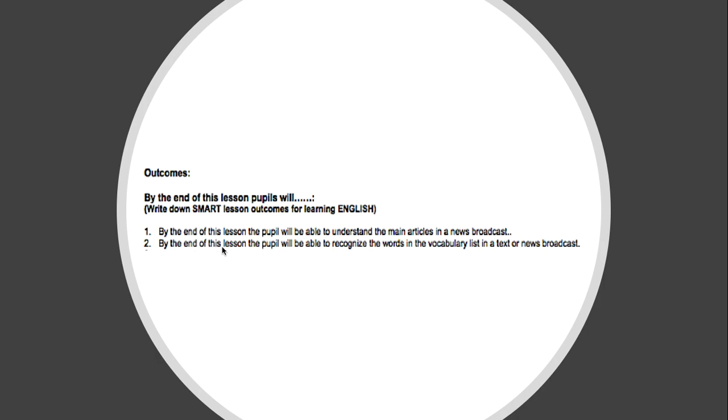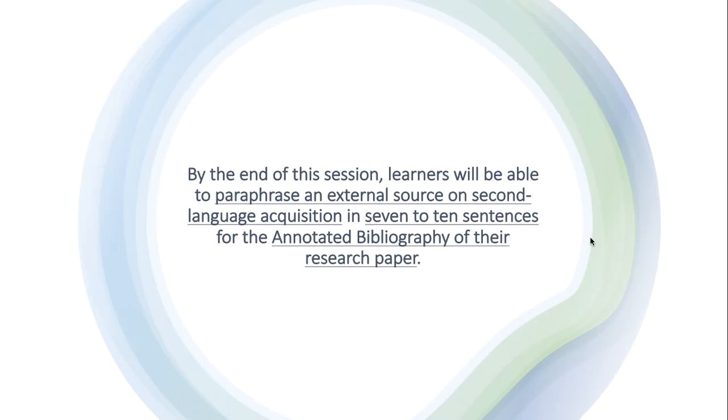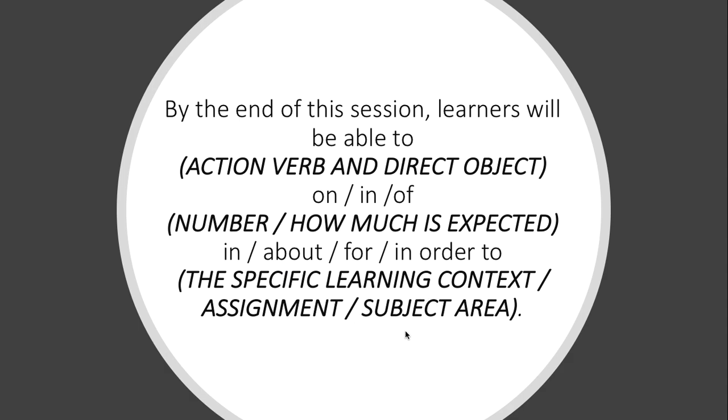Here's another one. By the end of this lesson, the pupil will be able to recognize, that's nice, that falls in our taxonomy we noticed before under remember. Recognize what? Oh, the words in the vocabulary list in a text or news broadcast. Well, how many words are we talking about? 150? 2? We need a specific number there. How many words? And in the vocabulary list, in a text or news broadcast about what, right? What's the topic? What's the subject area?